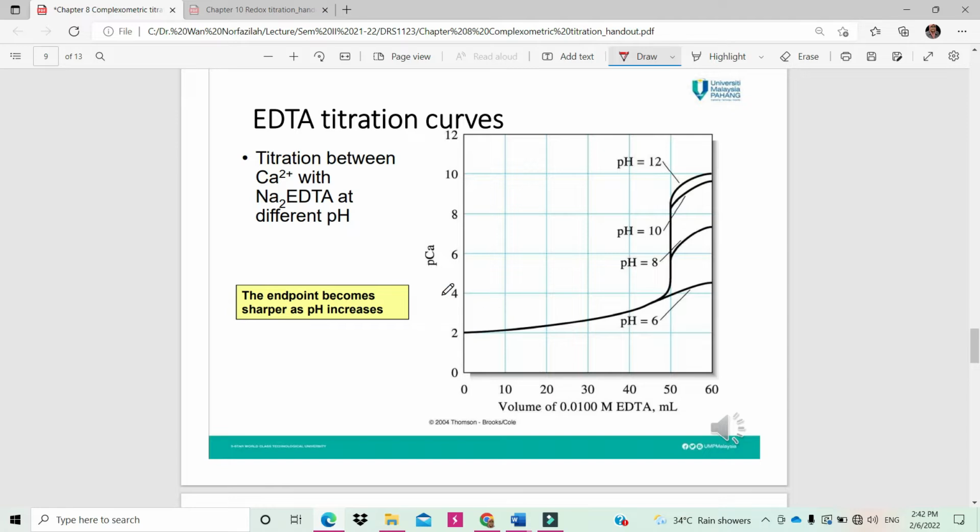Just now I said that when you have specific metal ions, for example calcium ion, this pM will be pCa, the negative log of the concentration of calcium ions. It is at different pH, and you can see that the curve is also different based on the pH.